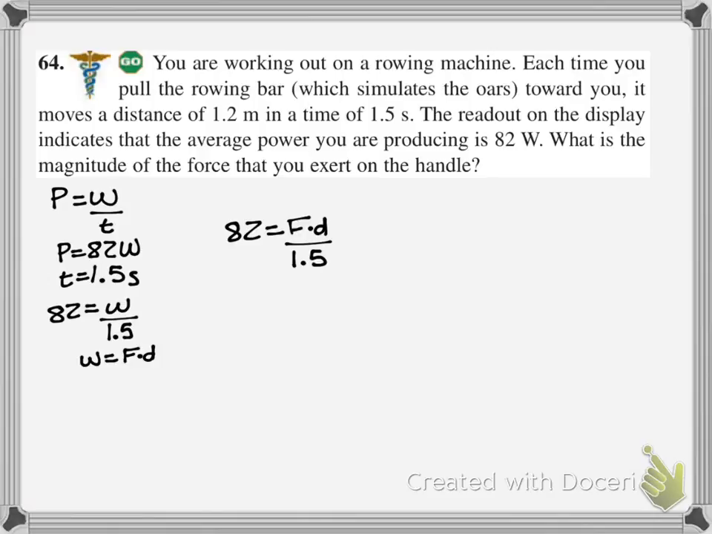So we know that our displacement, as given in the problem, is 1.2. So when we put in the formula, 82, which is the power, is equal to the work, which is the force, times the displacement being 1.2, divided by 1.5, which is the time. And now we can solve for our force, and that would give us the final answer that force is equal to 102.5 joules.